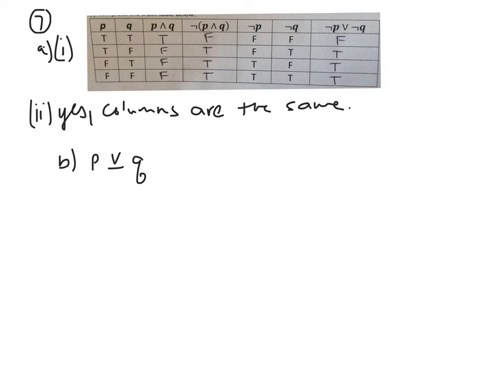Part B gives us 2 propositions. P is Amy eats sweets and Q is Amy goes swimming, and it wants us to write in symbolic form: Amy either eats sweets or goes swimming, but not both. So this means that only one of them can be true. That's your exclusive or. So you have P exclusive or Q.